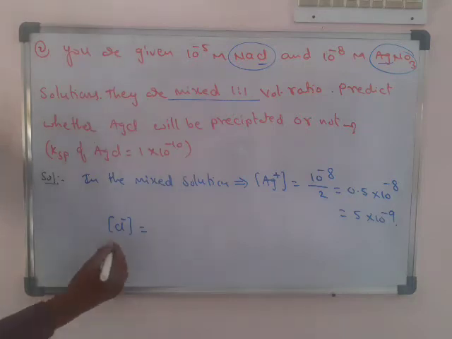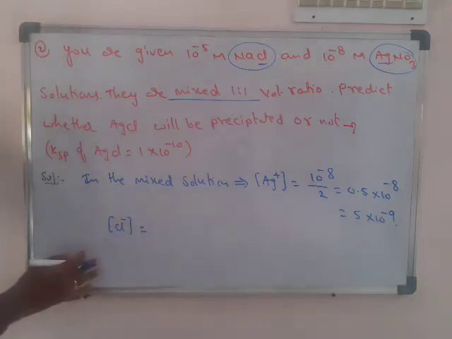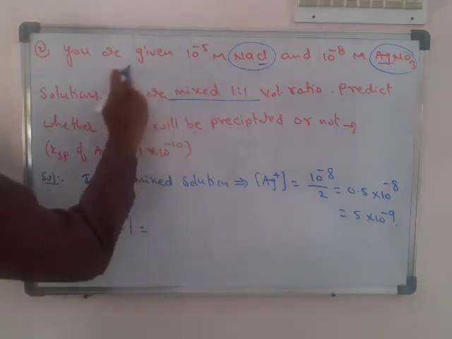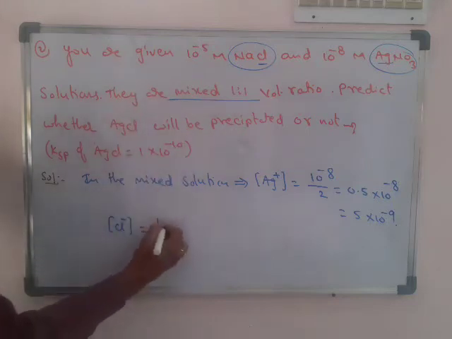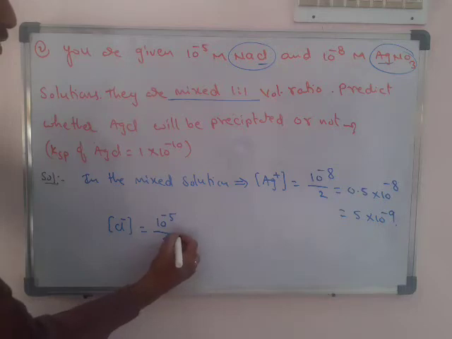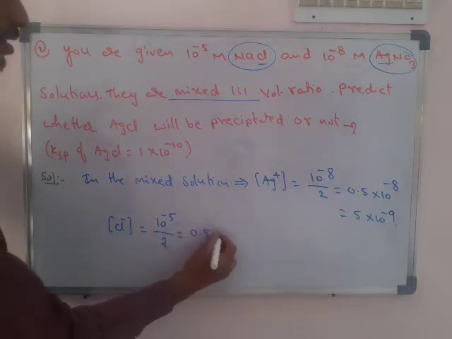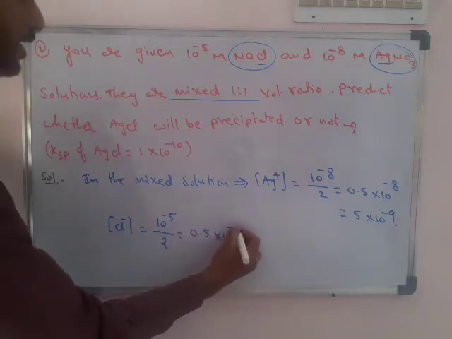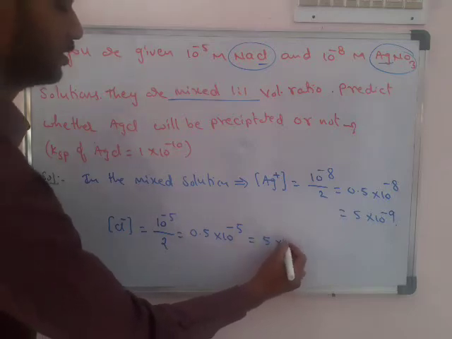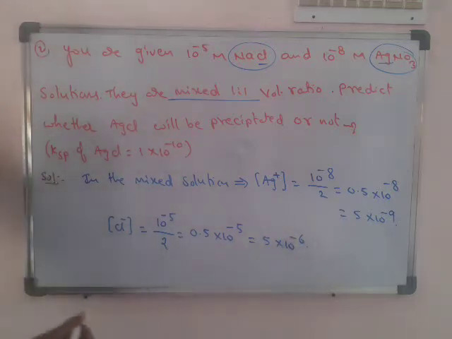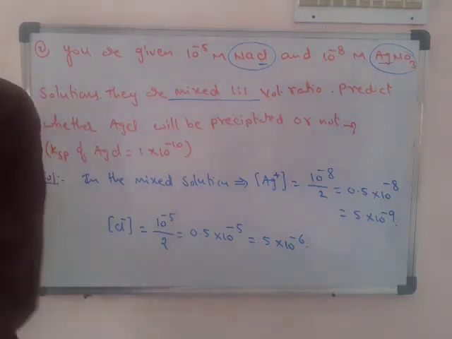Now calculate the concentration of Cl minus. The concentration in the individual solution is 10 power minus 5. So in the mixed solution, with equal volumes, it should become 0.5 into 10 power minus 5, which can be written as 5 into 10 power minus 6. So now we have to compare. We have to compare the equilibrium.